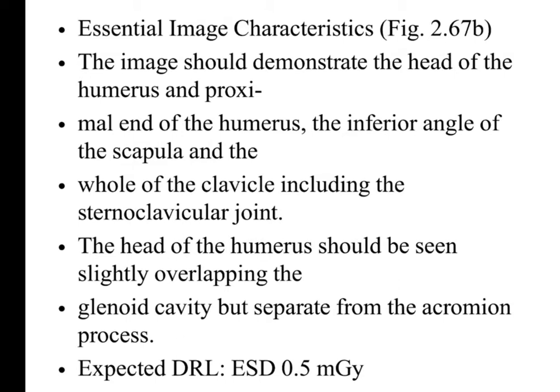Essential image characters. The image should demonstrate the head of the humerus and the proximal end of the humerus, the inferior angle of the scapula, and the whole of the clavicle, including the sternoclavicular joint. The head of the humerus should be seen slightly overlapping the glenoid cavity but separate from the acromion process.